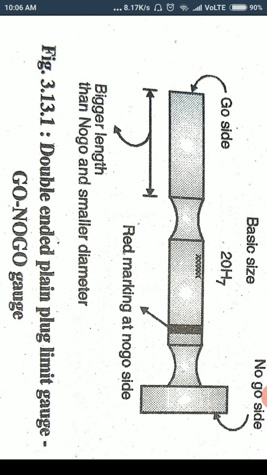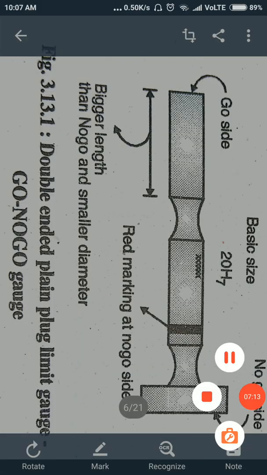For checking of a hole, the limit gauges are called plug gauges, and for checking of a shaft, the limit gauges are called snap gauges. So limit gauges are again divided into two types: limit plug gauge and limit snap gauge. With the help of the gauge, if you want to check a hole, then we use a limit plug gauge, and if you want to check a shaft, then we use a limit snap gauge. So these are the limit gauges.